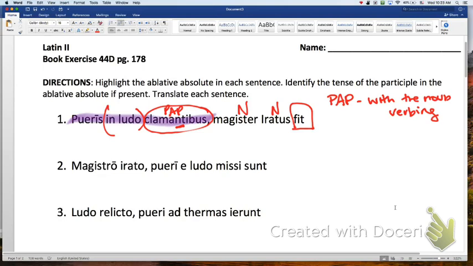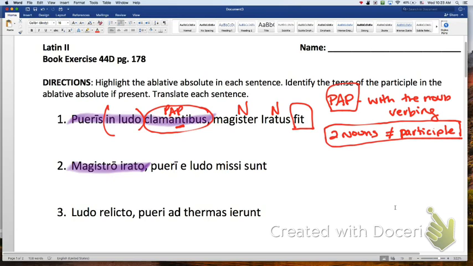Okay. In this next sentence, what's my ablative absolute? Okay, does this have a participle in it? It doesn't look like it. It does not. It looks like it has two nouns, right? So if you have two nouns and no participle, what do you do? You connect them through a linking verb.